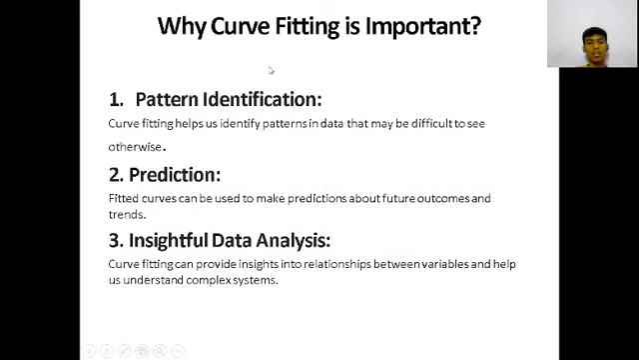So why is curve fitting important? There are three main aspects in that: pattern identification, prediction, and insightful data analysis. Pattern identification basically means curve fitting helps us identify patterns that may be difficult to see otherwise, like all these fingerprint patterns and face patterns are decoded using curve fitting. Prediction: fitted curves can be used to make predictions about future outcomes, like the weather. This is one of the main methods they use to find weather. Insightful data analysis: curve fitting can improve insights into relationships between variables and help us understand complex systems.